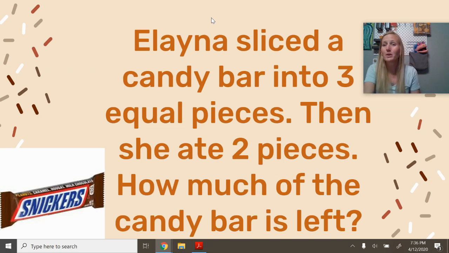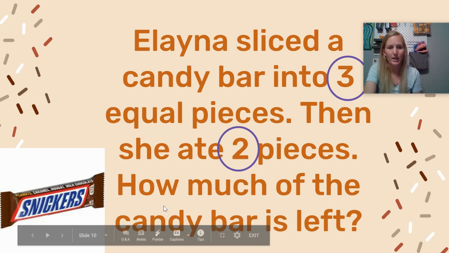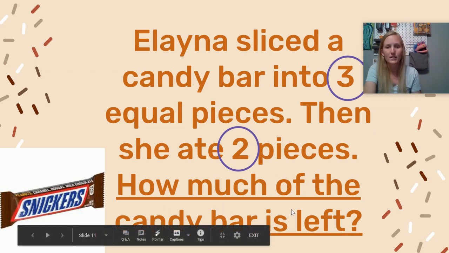So what we're gonna do is we're gonna use cubes. Oh yes, we know that so well. All right, so first thing, the C stands for circle. You got it. Good job, guys. Circle the important numbers, key numbers, 3 and 2. And then we're going to also underline the question: how much of the candy bar is left?